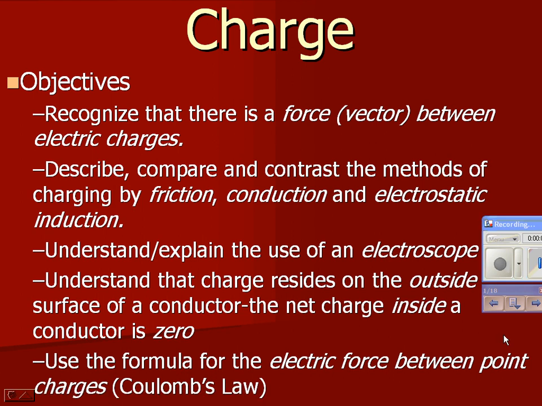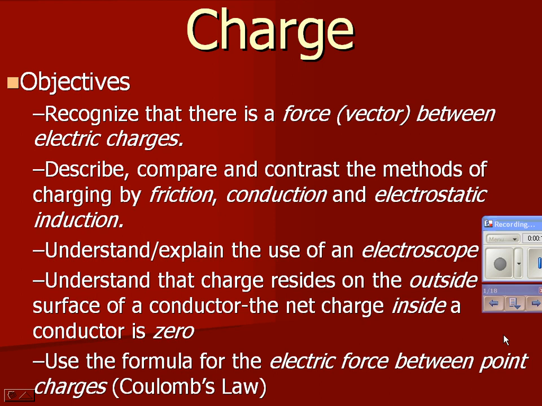So here is our goal for the end of this PowerPoint discussion: you should recognize that there is a force between two electrically charged objects, and that force is a vector. That shouldn't be new to you. All forces are vectors, okay? Gravitational force is a vector, so is electrical force.